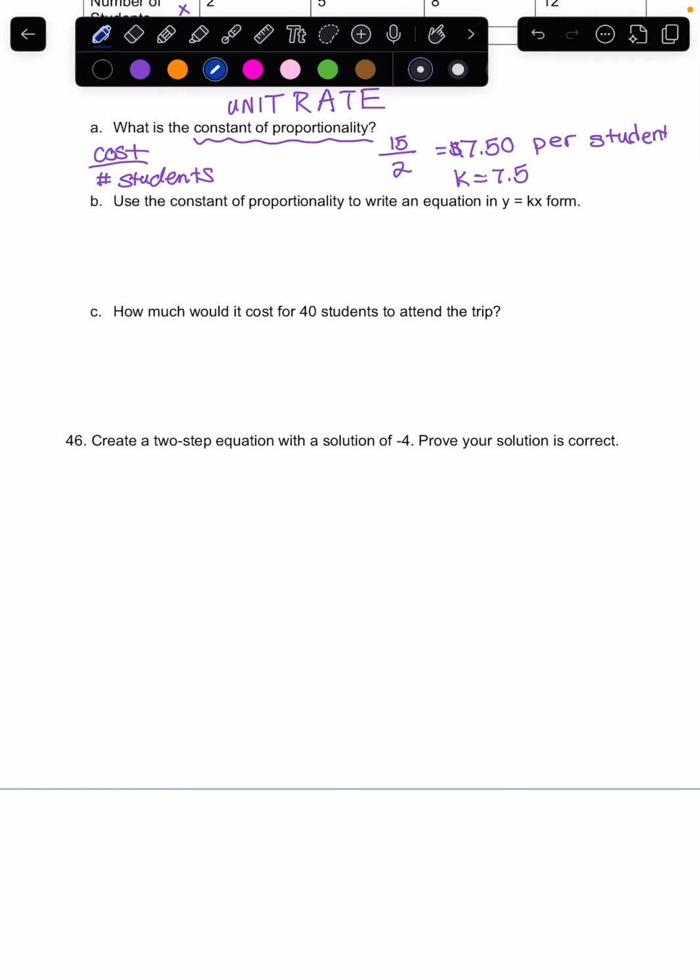One of your part two questions will ask you to create a two-step equation with a solution of -4. Then it will say prove your solution is correct.